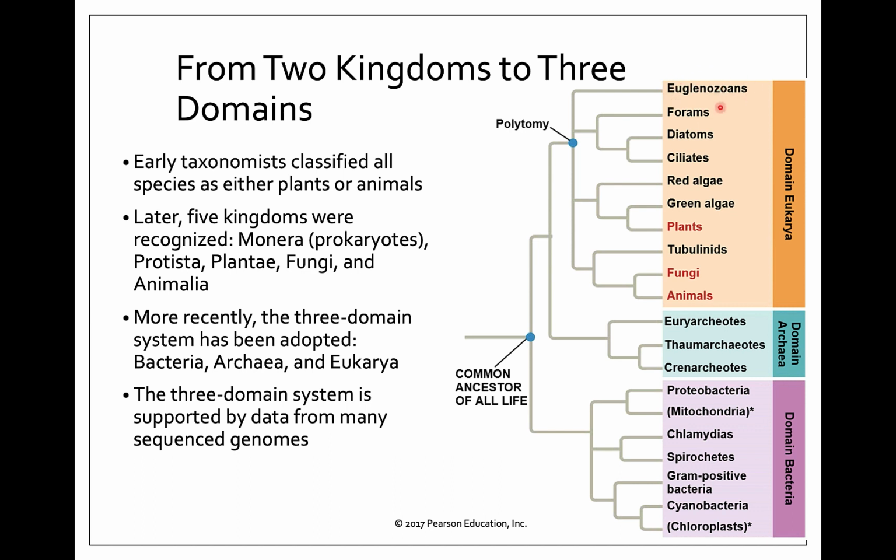There's the euglenozoans up here, the foraminifera, diatoms, ciliates. This makes another grouping. We've got the grouping here of algae and plants, and then another grouping here with the tubulinids, the fungus, and the animals. So fungus and animals are actually more closely related to each other than they are to plants, and this is going to make up the four large groups that we'll see when we start to look at Protista, the protists. And this three-domain system, where each domain is a clade, is supported by lots of genetic evidence.